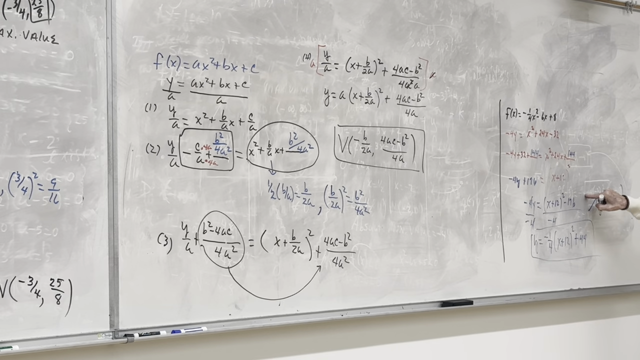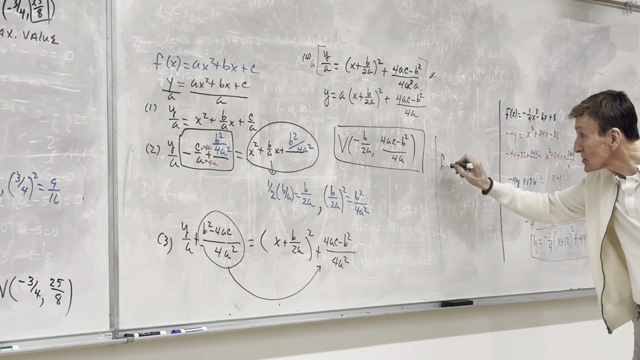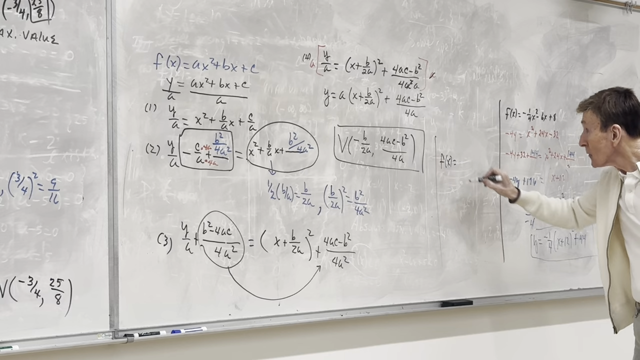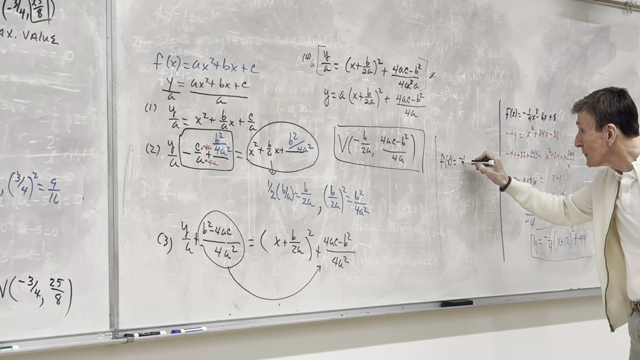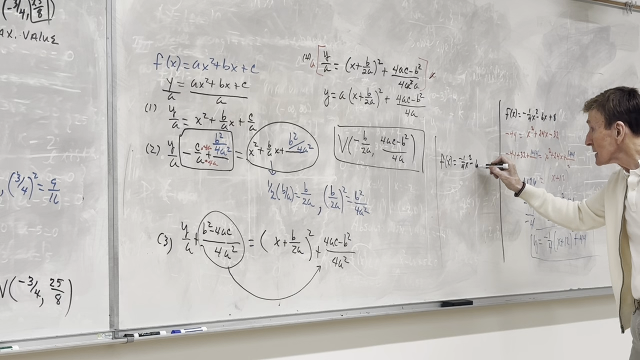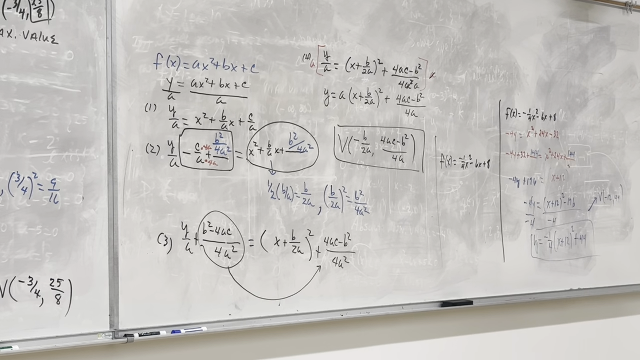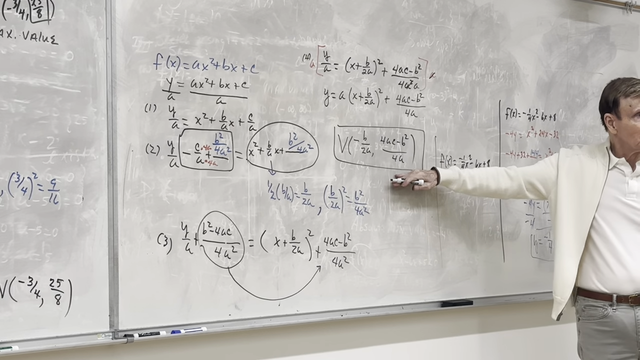I'm going back to this problem. For this function, here's my example, here's my function: negative 1/4 x squared, subtract 6x, plus 8. I would like to find the vertex, which we did over here earlier, without going through this business. Not completion of the square. What am I going to do, Billy? I'm going to go directly to this formula.